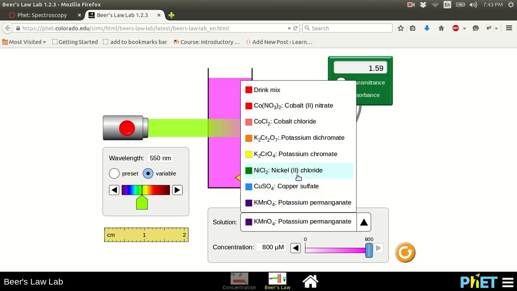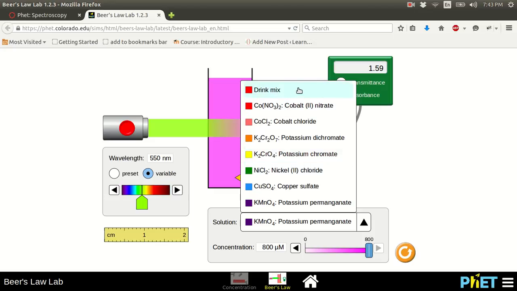Right, so compounds like that, which contain metals and nonmetals, are usually ionic compounds composed of a cation, or a positive side, and an anion, or a negative side. So the first word is the cation. Second word is the anion part. So these are different chemicals, all ionic compounds with cations: cobalt, potassium, nickel, or copper, and then various anions: nitrate, chloride, dichromate, chromate. There's another chloride here, that's interesting. Sulfate, permanganate. And then there's this drink mix.